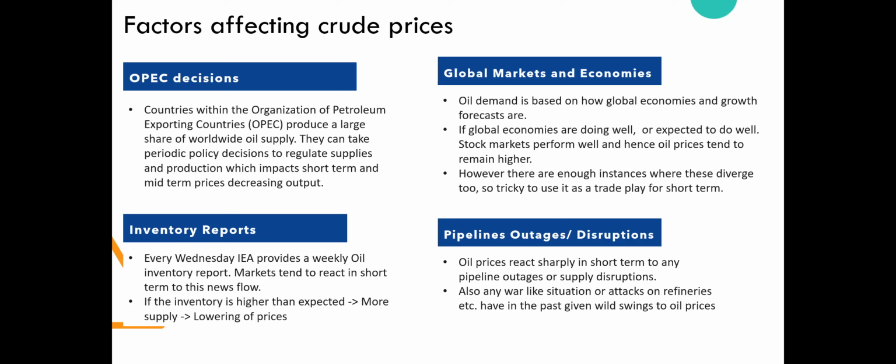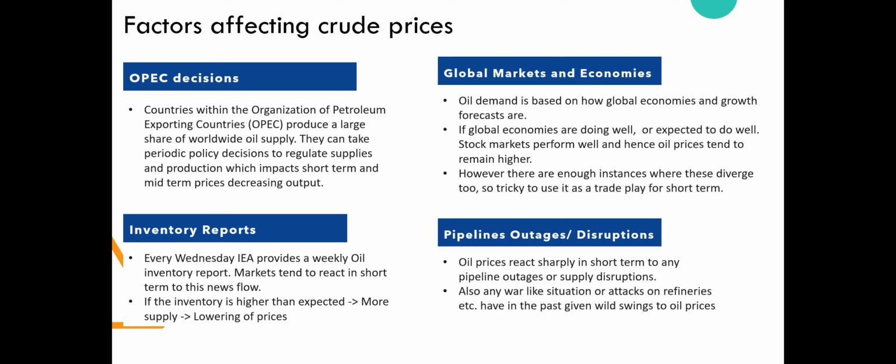Okay, on the other side, the general correlation is that if economies are doing well, then stock markets are doing well, and if stock markets are doing well, then you tend to see crude oil also doing well. But there are enough instances where divergences do happen because of other factors like OPEC and pipelines. So it's a bit tricky to play that in the short term, but it's more of a fundamental theme that you might keep in mind, especially around the US market. So you track the US markets and try to do correlations with that.